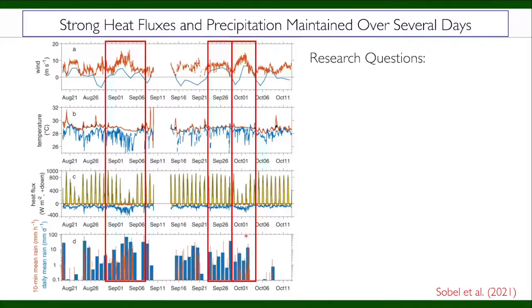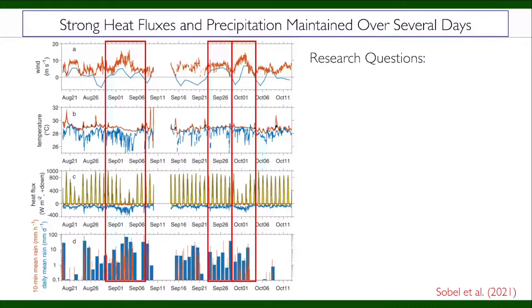So we have a lot of questions about what actually maintains this long-lived monsoon westerly period initiated by the typhoons. We have some ideas. These are some surface observations during the PISTON field campaign. And you can see two particularly strong wind periods here. The first, associated during early September with Typhoon Jebi that I talked about before, was associated with very strong winds and very strong heat fluxes out of the ocean.